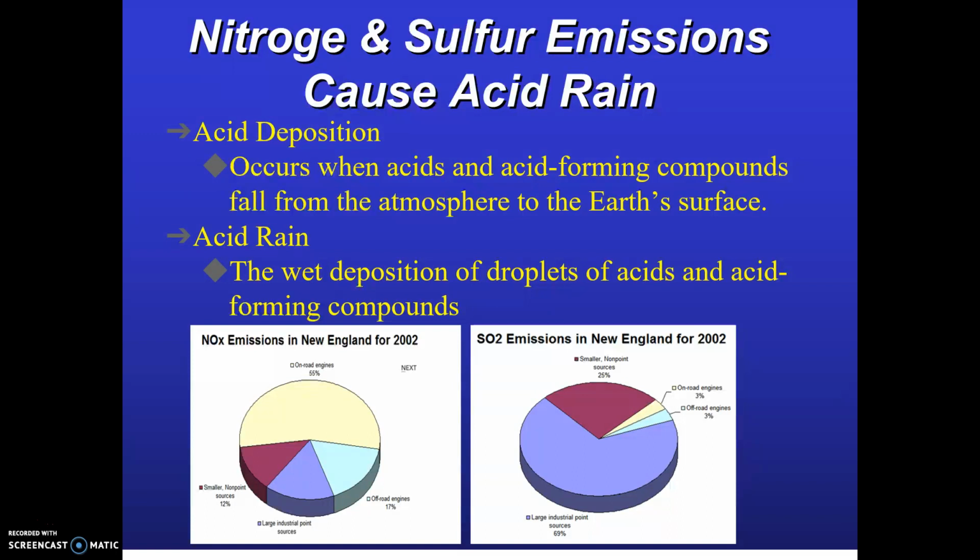This graphic depicts nitrogen oxide emissions in the New England area from 2002 and where the sources of those emissions are coming from. About 12% is coming from non-point sources, and this blue area depicts the industrial point sources. 17% is coming from off-road engines, but a majority of our nitrogen oxide emissions are coming from car engines or transportation engines. As far as sulfur dioxide emissions, most of it is coming from industrial point sources like coal-burning power plants or some kind of industry that's emitting sulfur dioxide. Less is coming from cars and automobiles.